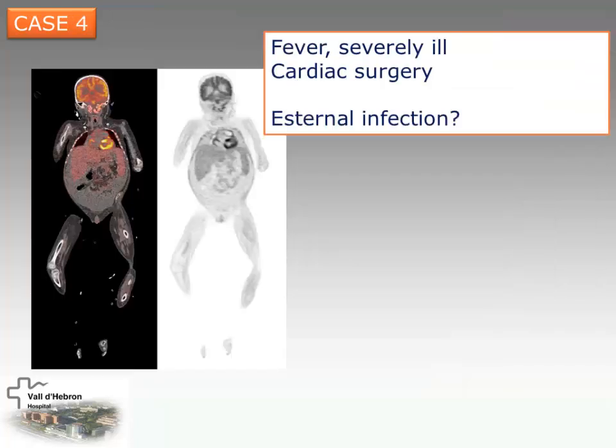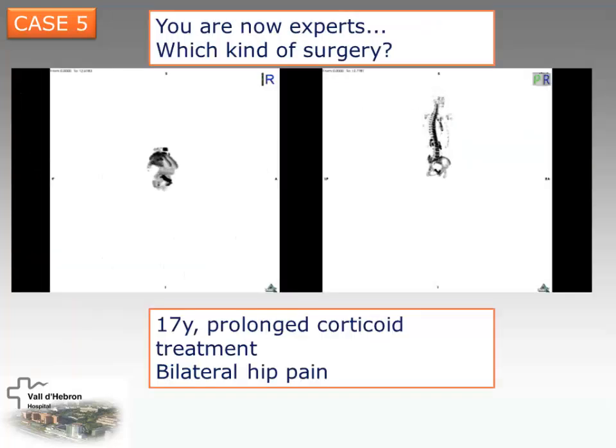No. There are multiple mediastinal masses. No lymph nodes, no abscess. Okay. And in this case, now we are experts about this pathology. It's a 17-year-old girl with prolonged corticoid treatment and bilateral hip pain, submitted to some kind of surgery.